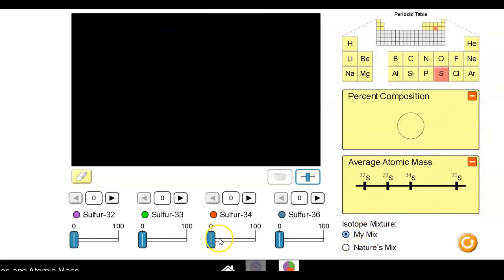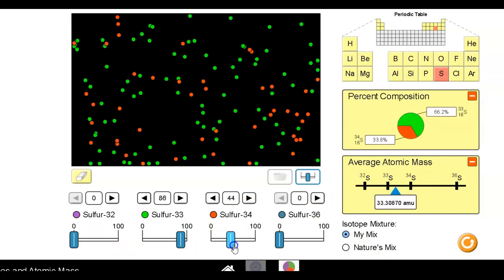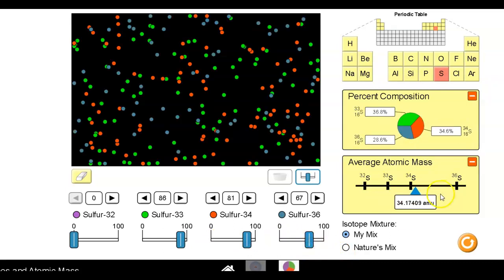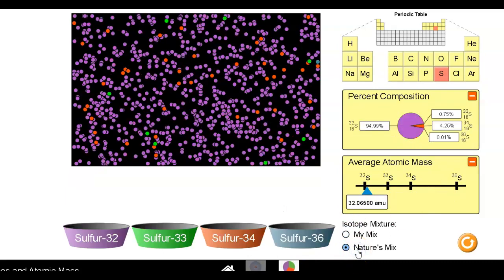So sulfur, and you have 1, 2, 3, 4 isotopes, different types of isotopes. And you see the pie graph, which we'll come back to. And then we also have nature's mix. Okay, and we'll get into what that means. We're going to be using most of these, but like I said, this is an introductory thing.